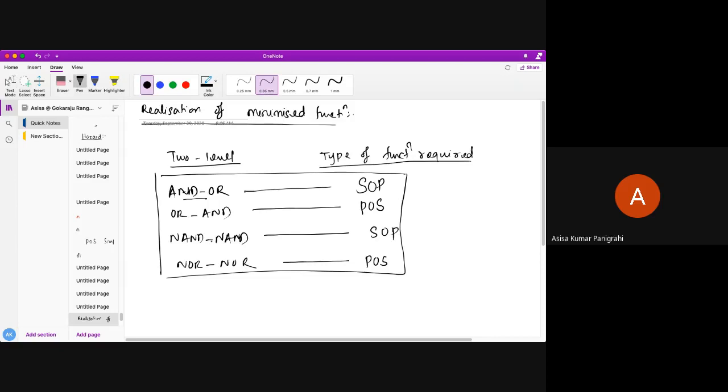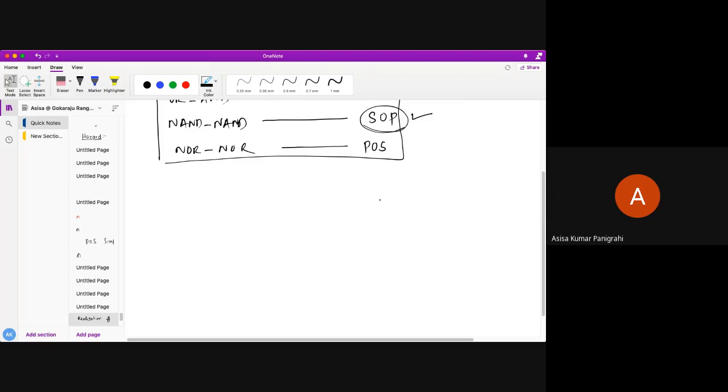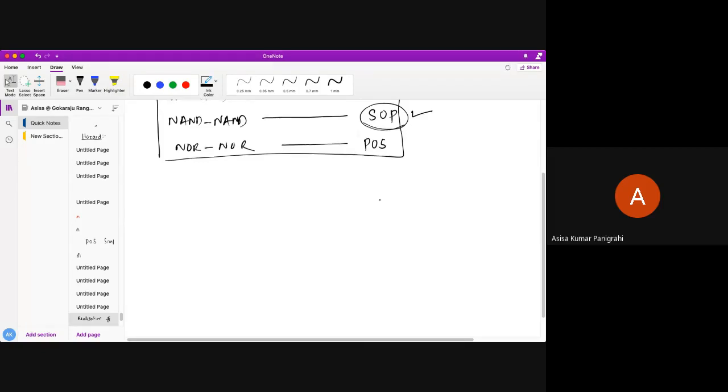So these are the particular things you should convert first before realizing AND-OR, OR-AND, NAND or NOR. If a question is given to you, like implement the function using two level NAND gate, then obviously you have to minimize the function into the finally minimized SOP form. Am I correct, students? You know how to minimize it to the minimized SOP by using KMap, Boolean algebra and so on.